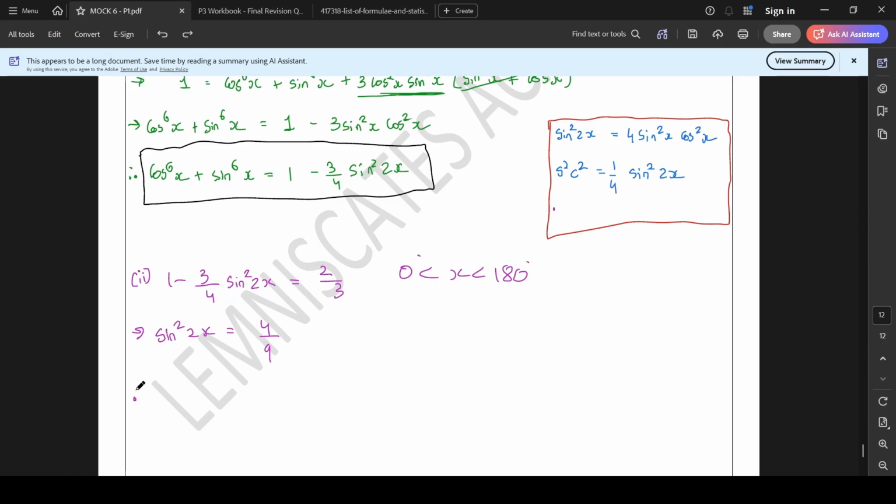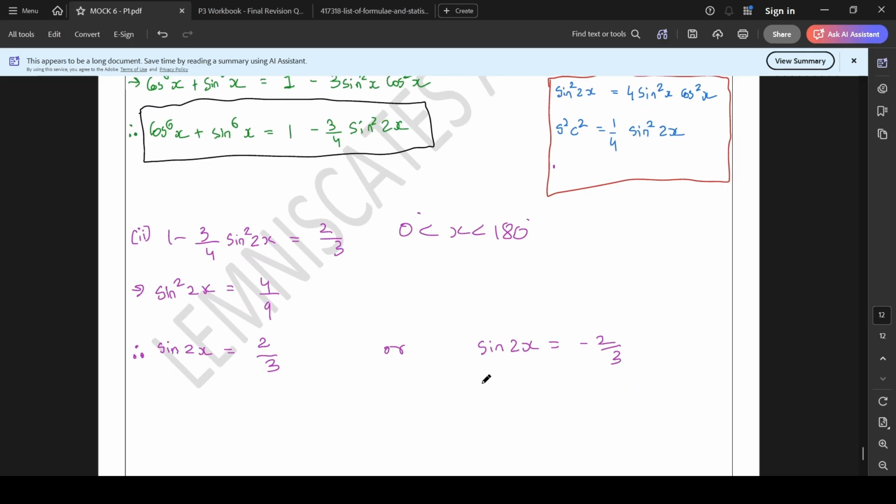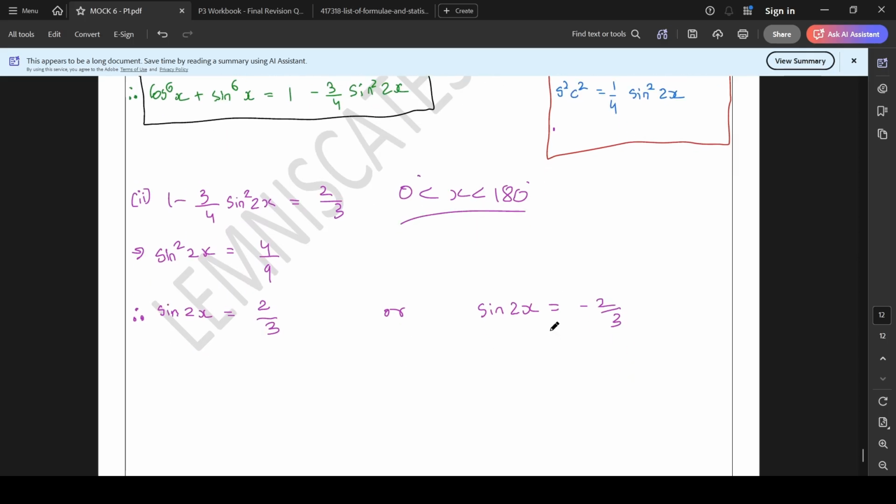And at the end, you can take the square root on both the sides, and I'll get plus and minus of the right hand side. So either my sine 2x is equal to square root of 4 is 2, square root of 9 is 3. So either it is 2 by 3 or sine 2x is equal to minus 2 by 3. Now we have the domain of 0 to 180, but now you have a double angle, so your domain will be double. Basically, you're using the same thing that I've taught you in the previous video. So you can surely go ahead and try this.